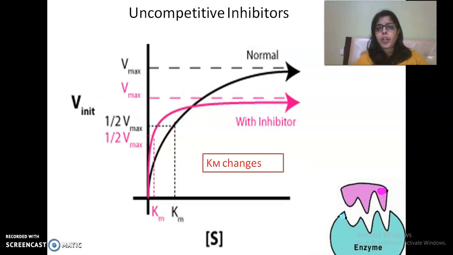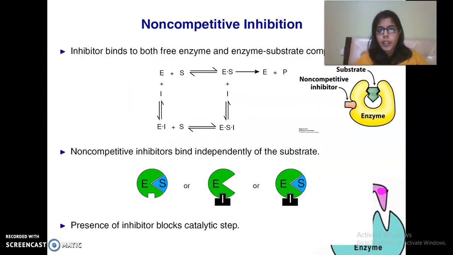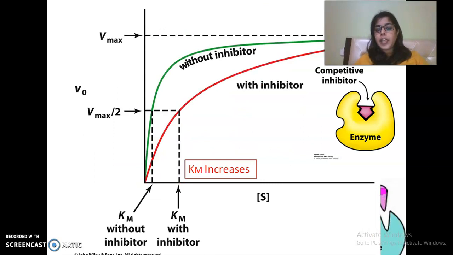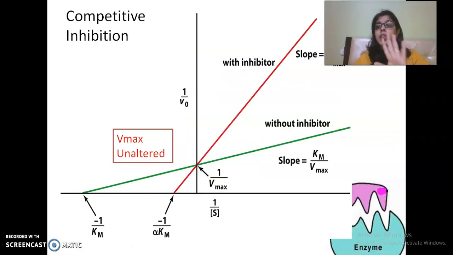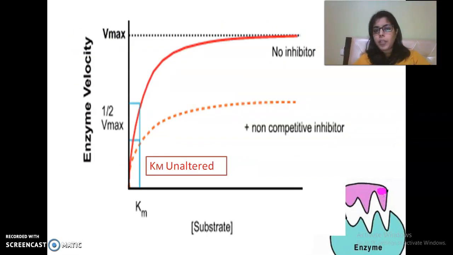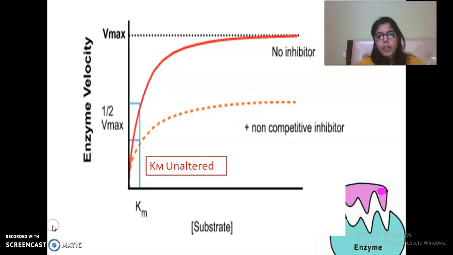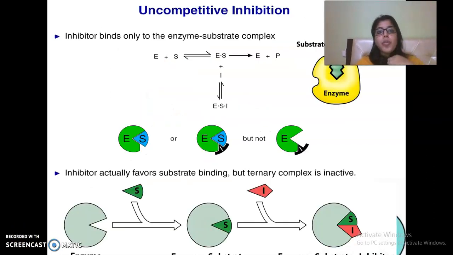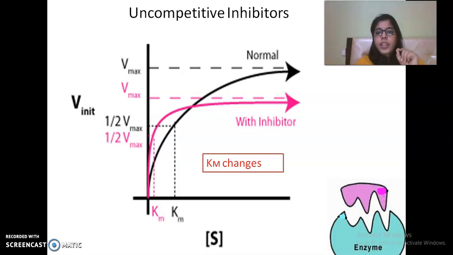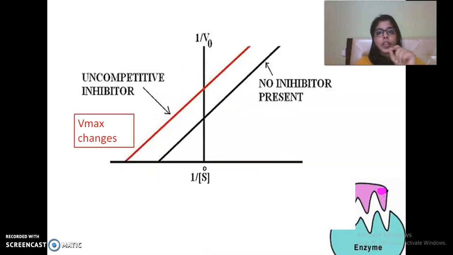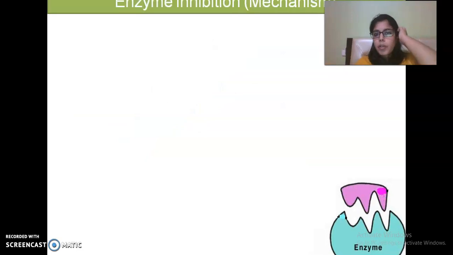So this is a very important thing to note. In competitive inhibition, Km increases, Vmax is unaltered. In non-competitive inhibition, Km is unaltered, Vmax is lowered. And in uncompetitive, which we did today, where the inhibitor only acts on the enzyme substrate complex, I have Km changing and Vmax changing, as they do not intersect each other in the Lineweaver-Burk plot.